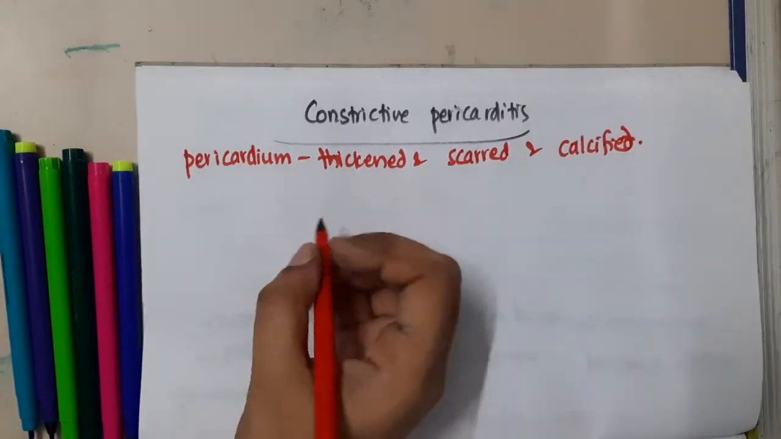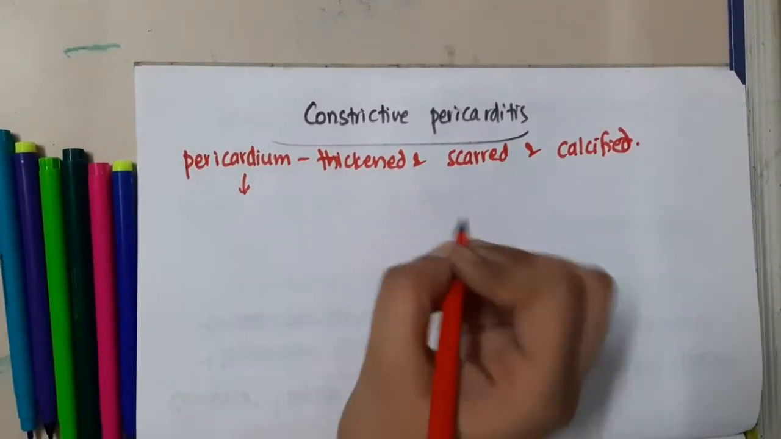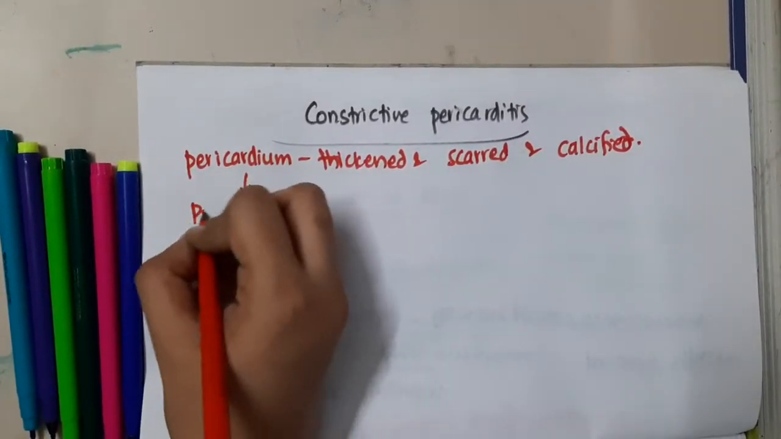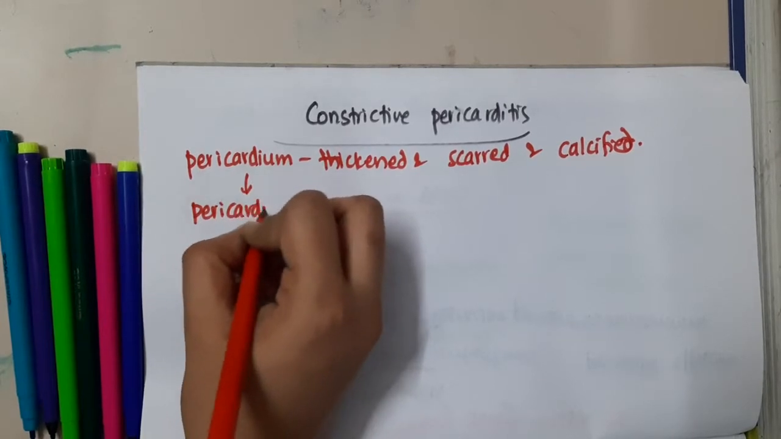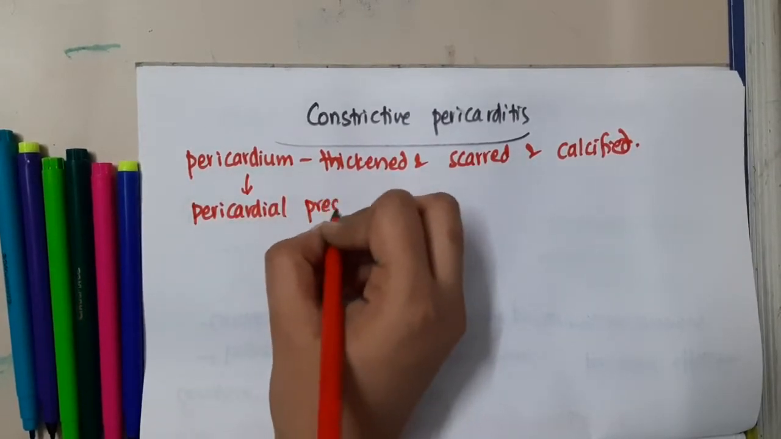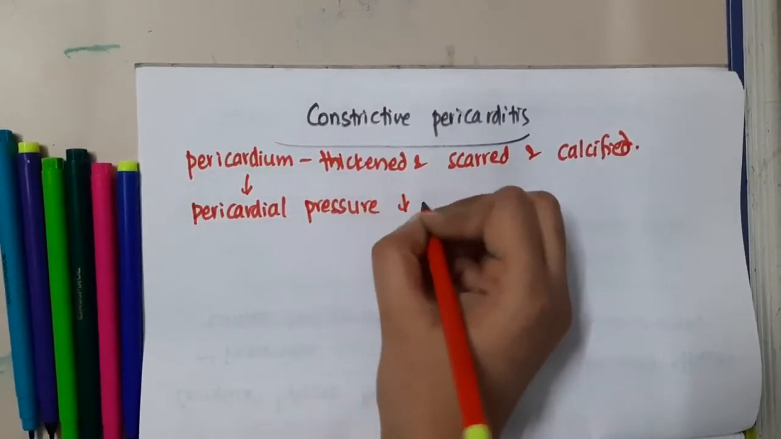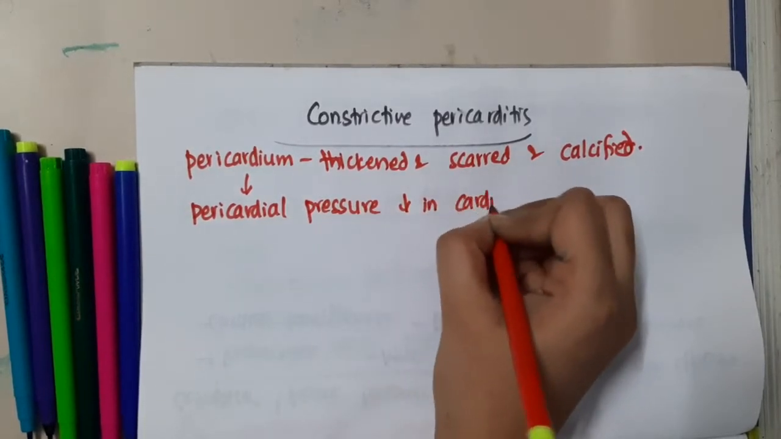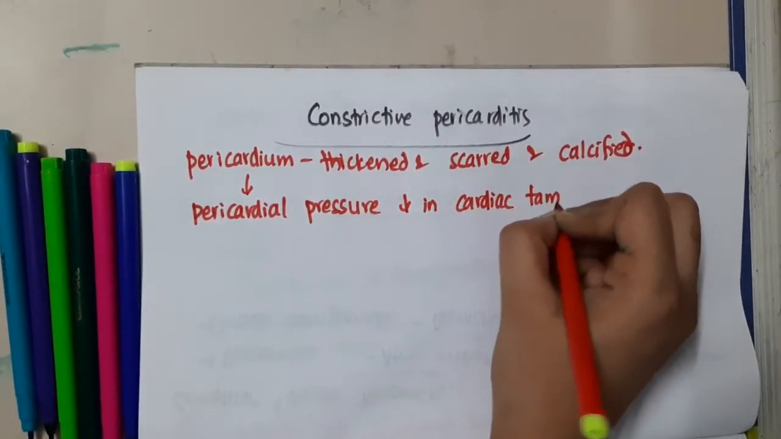So what is happening here? Because of thickening of the pericardium, scarring and calcification, the pericardial pressure is decreased in cardiac tamponade.